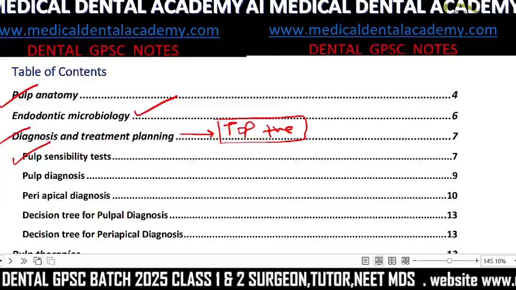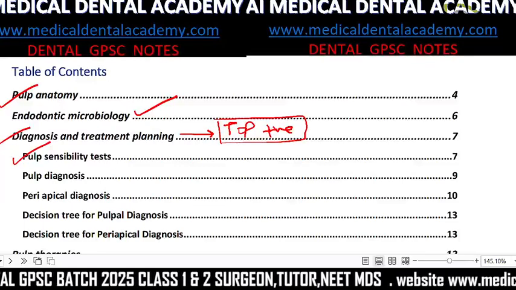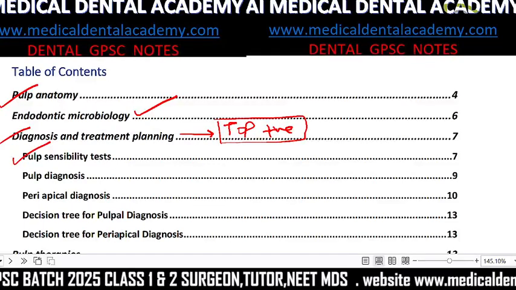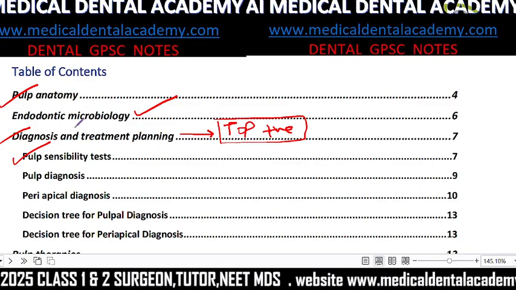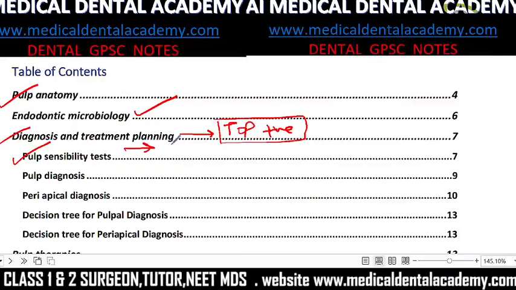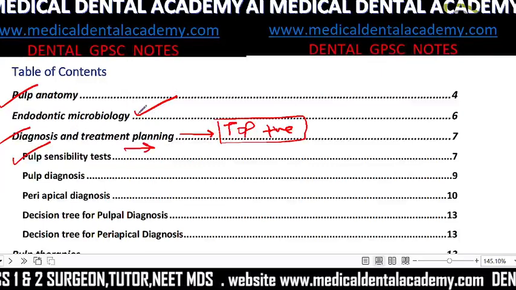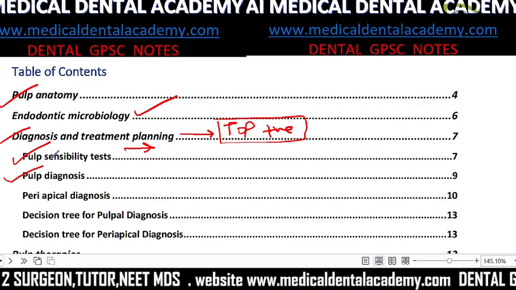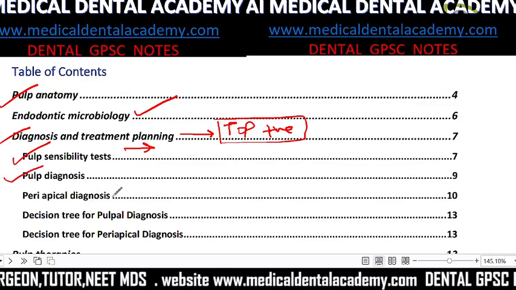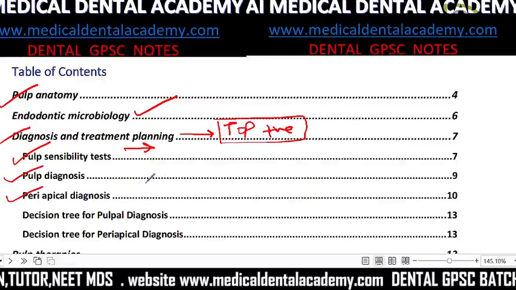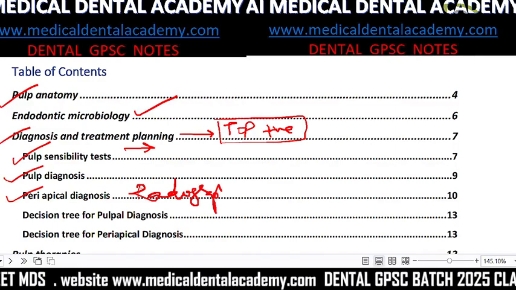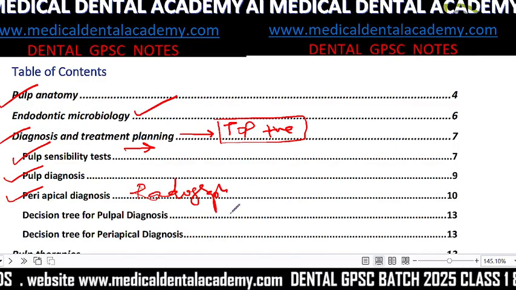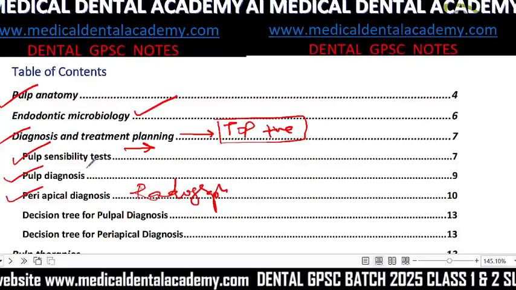Pulp sensibility test. So you can go with various tests, whether the pulp is vital or not vital. Pulp diagnosis, various tests are there for that. Periapical diagnosis. In this, we can go for radiographic help also, as well as symptoms from the patient.